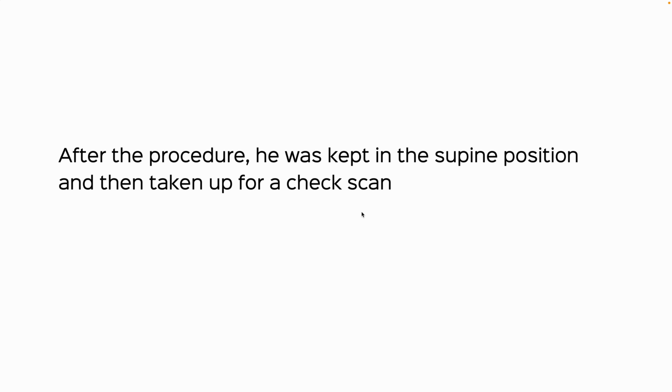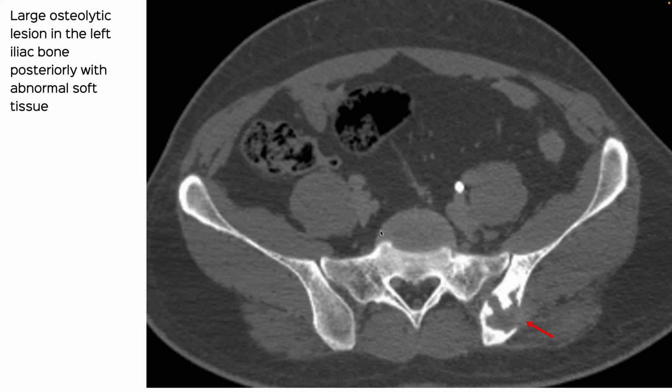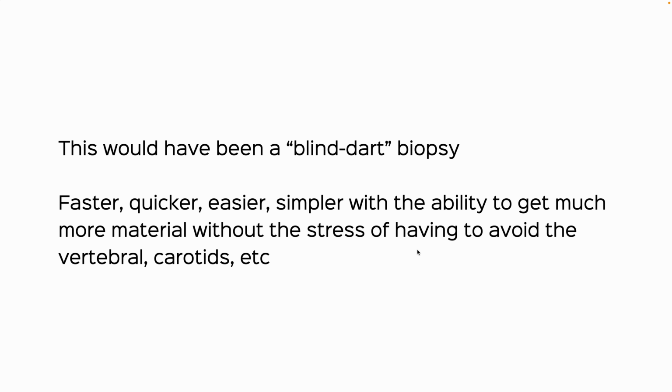And that's after the biopsy. Now, just to be sure, and I had no other procedures, so I kept the patient in the supine position and then said, let's just do a check scan at 5 minutes so that we're sure that there's been no bleeding. At which time, on a hunch, I asked the tech to run a quick scan through the whole spine and pelvis, and this is what we found: a large lesion in the left posterior ilium with abnormal soft tissue with ill-defined sclerosis, findings that are very typical of osteomyelitis, classically tuberculosis in our country.